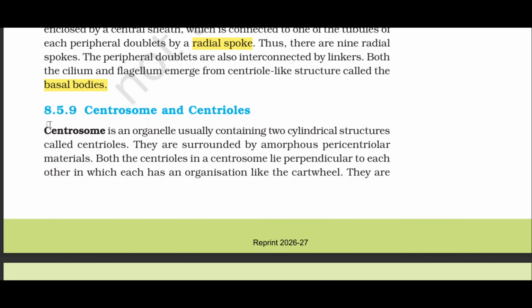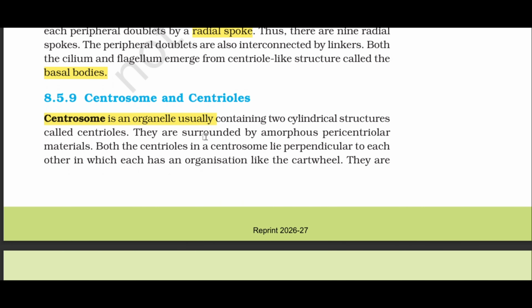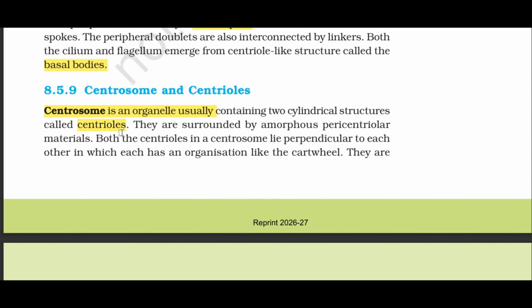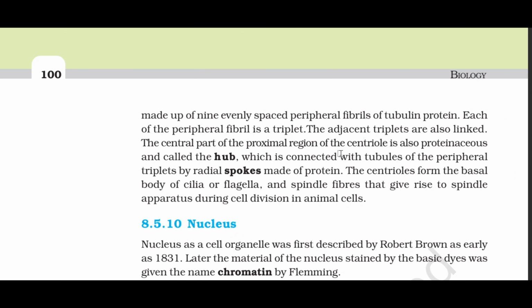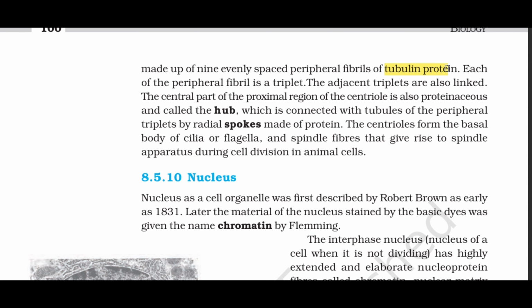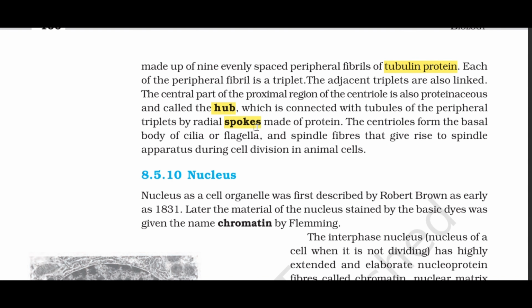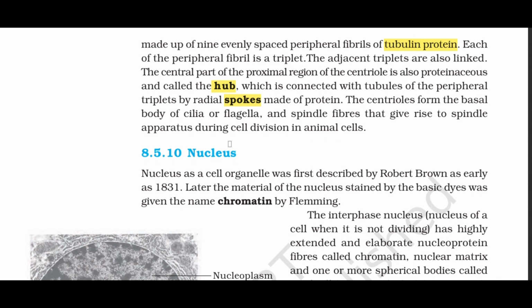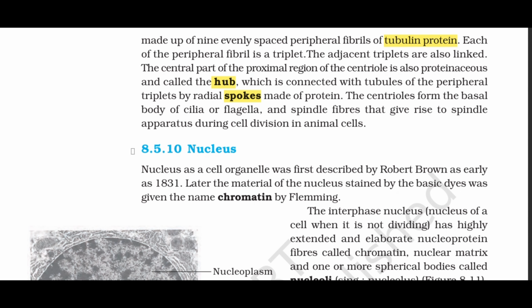8.5.9 Centrosome and centrioles. Centrosome is an organelle usually containing 2 cylindrical structures called centrioles. They are surrounded by amorphous pericentriolar materials. Both the centrioles in a centrosome lie perpendicular to each other, and each has an organization like a cartwheel. They are made up of 9 evenly spaced peripheral fibrils of tubulin protein. Each of the peripheral fibrils is a triplet. The adjacent triplets are also linked. The central part of the proximal region of the centriole is also proteinaceous and called the hub, which is connected with tubules of the peripheral triplets by radial spokes made of protein. The centrioles form the basal body of cilia or flagella, and spindle fibers that give rise to the spindle apparatus during cell division in animal cells.